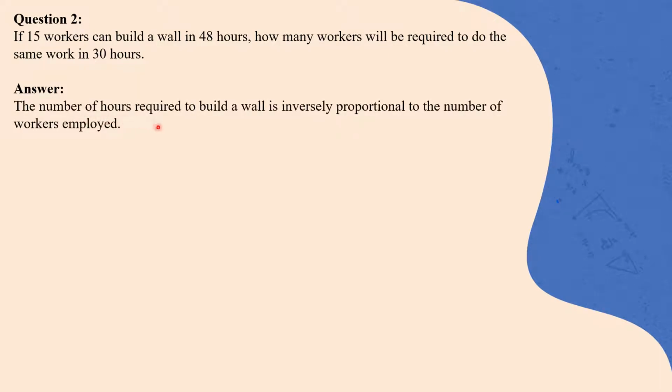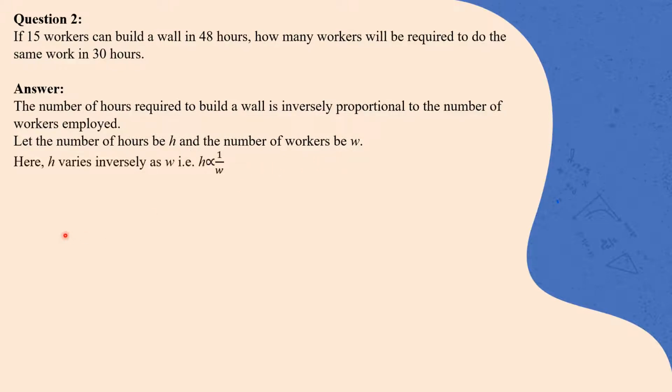The number of hours required to build a wall is inversely proportional to the number of workers employed. Let the number of hours be denoted by H and the number of workers be W. So here H varies inversely as W. That is, the symbolic form of the variation will be H is proportional to 1 upon W. The equation will be H is equal to K upon W, where K is the constant of variation. Therefore, H into W is equal to K. This will be the equation of variation.